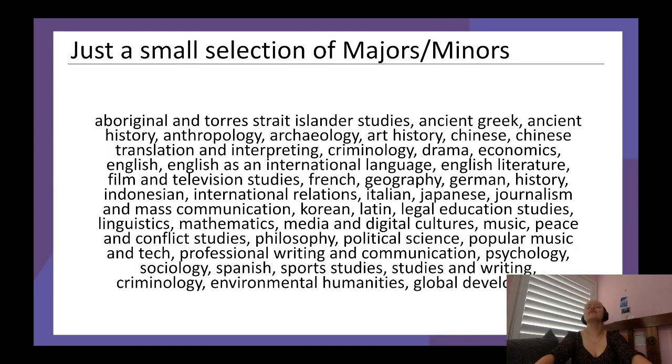Here is just a selection of majors and minors that I could find across a bunch of different universities throughout Australia. As you can see, there is a huge number of study areas that you could do. Just to pick a few, there's anthropology, English literature, journalism and mass communication, Korean, sports studies, global development, music, popular music and technology, psychology, criminology. So there's a huge range of things that you could be a part of, which is so exciting. It means that there is absolutely something for everyone in this list.